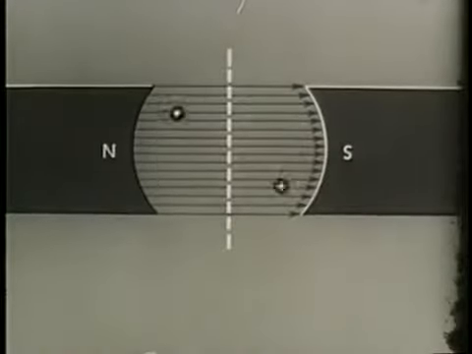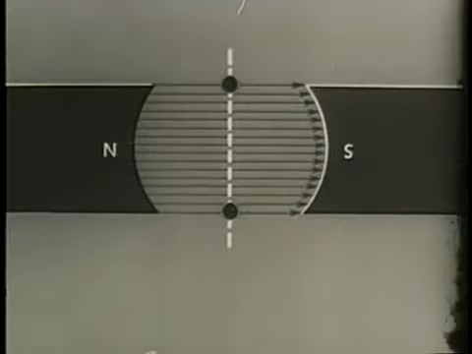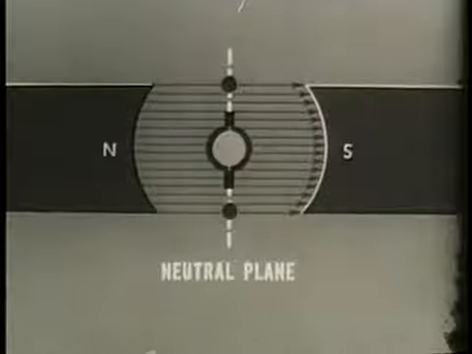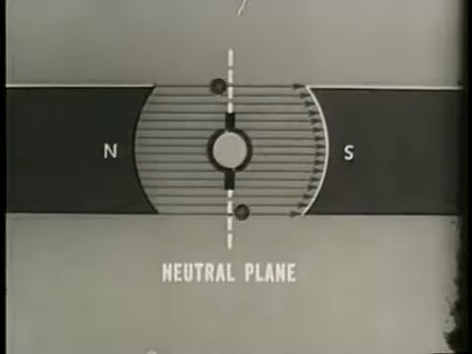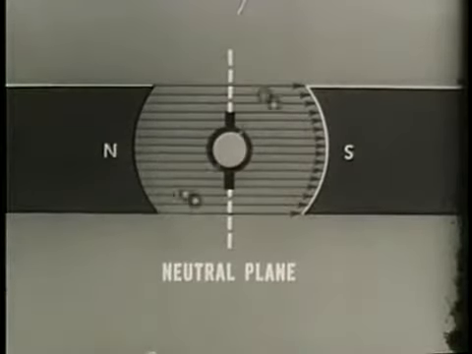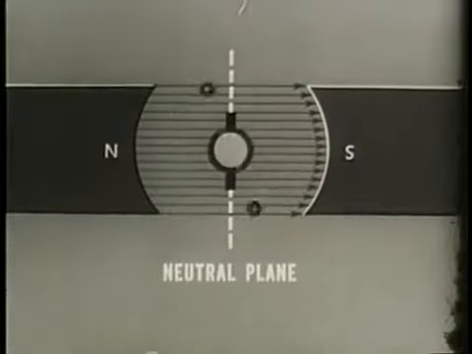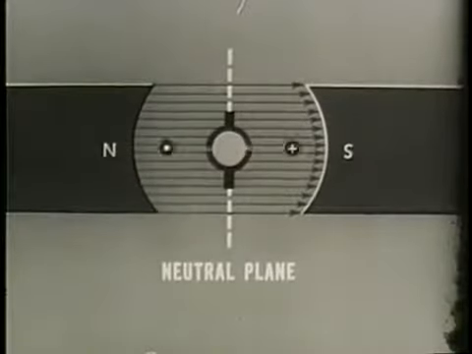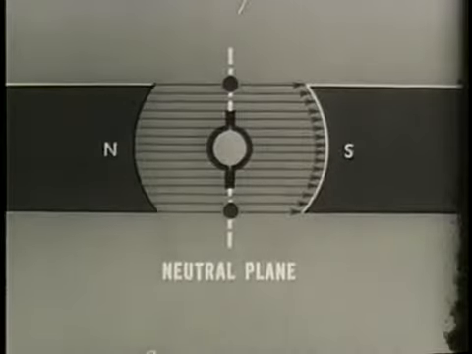This line through points of zero generated EMF is called the neutral plane. Placing the brushes in this neutral plane reduces the tendency for sparking between brushes and commutator, because during the time a brush is touching both commutator segments, there is no difference in potential between these segments. Theoretically, no sparking should occur at the commutator brushes when they are placed in this position.